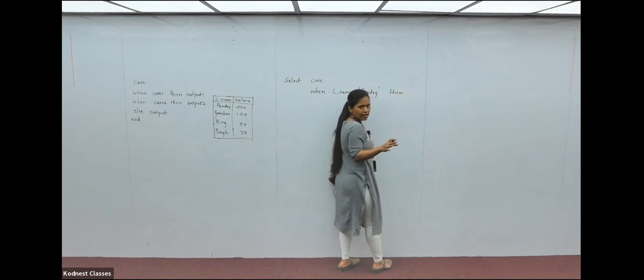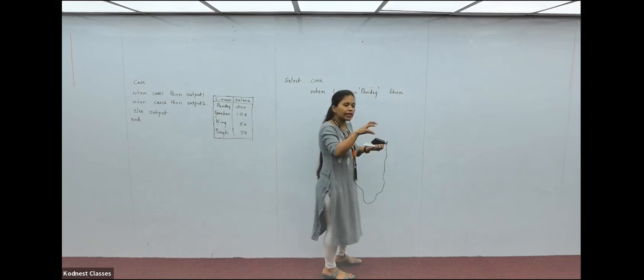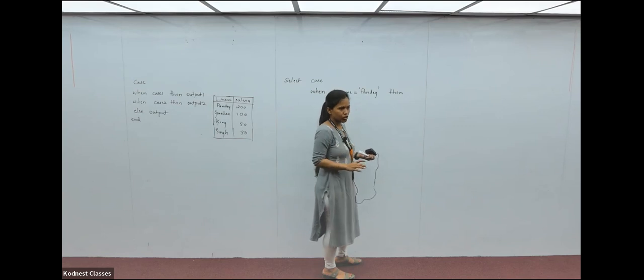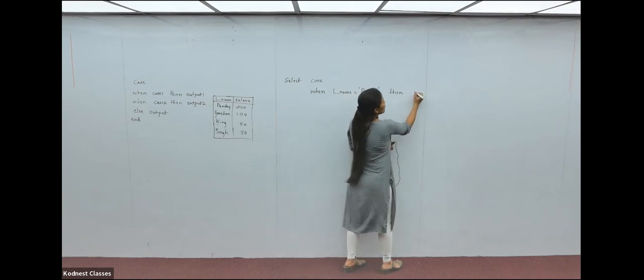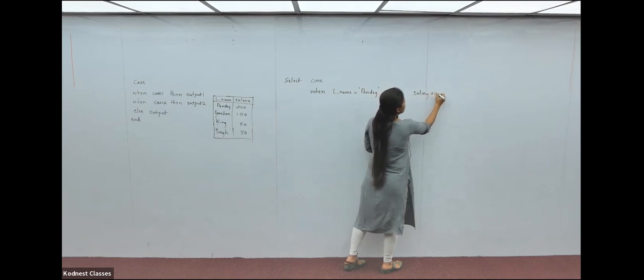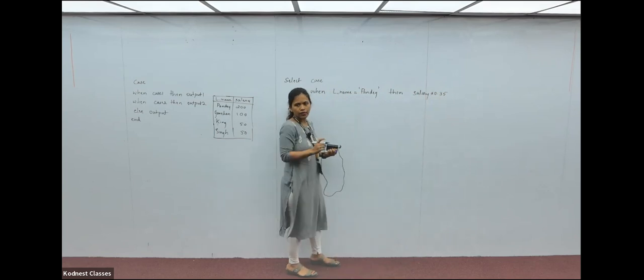35% of the salary, not just the normal salary, 35% of the salary. Now you know how to get the 35% of the salary. How do you get it? Salary into 0.35, or you can tell salary into 35 by 100. Any of that calculation you give, you are going to get the 35% of the salary. So then I want salary into 0.35. This is what I want.